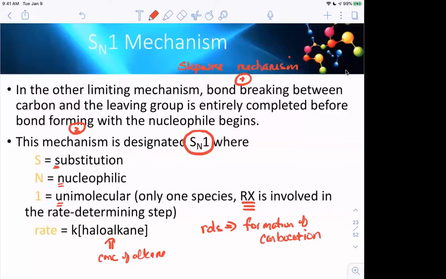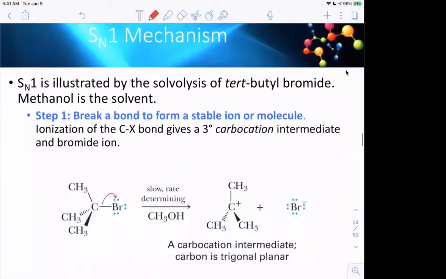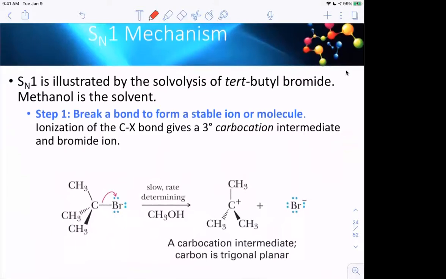Once the carbocation forms, the nucleophile comes in and reacts. That happens fast. So it doesn't matter how much of that I have around because the rate is going to be determined by the consumption of the haloalkane. It's going to be determined by how quickly the carbocation is going to form. So this is going to be an illustration of an example of this SN1 mechanism.